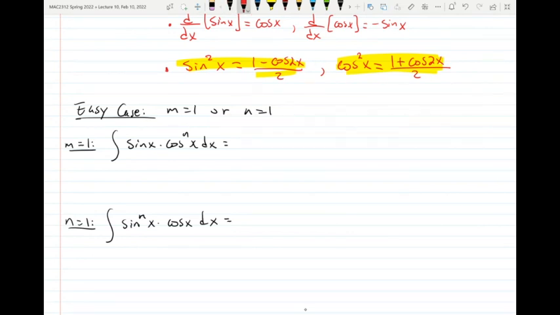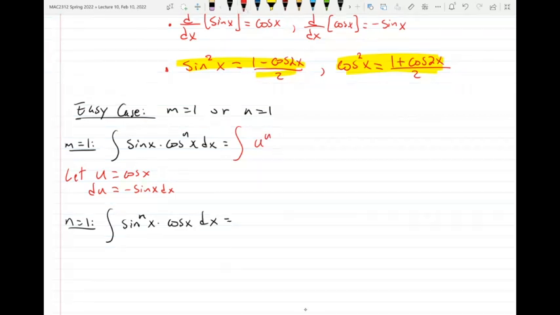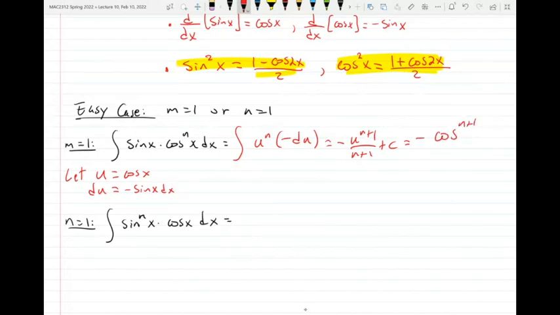Very good. Just a little u-sub, right? So here we let u equal cosine, because then what's du? That would be negative sine, and then we're good to go. So this becomes the integral of u to the n times negative du, right? Sine of x dx is negative du. So this would be minus u to the n plus 1 over n plus 1. So you get minus cosine to the n plus 1 of x over n plus 1.